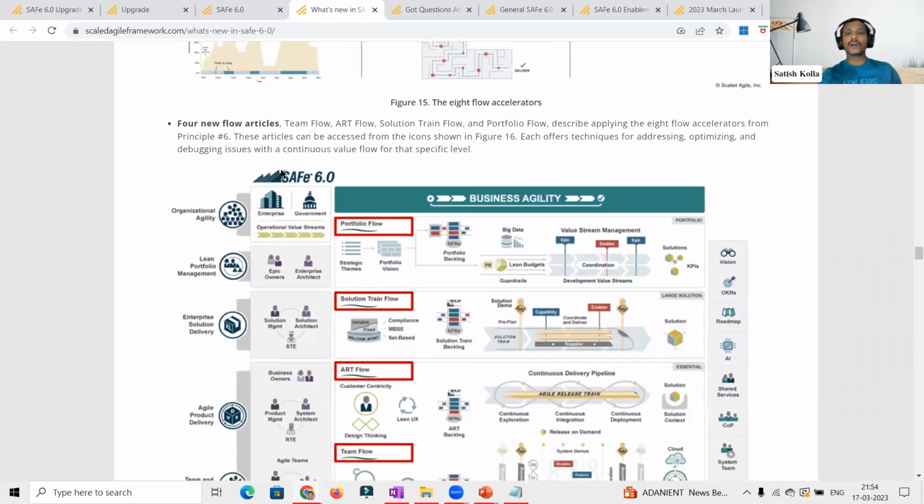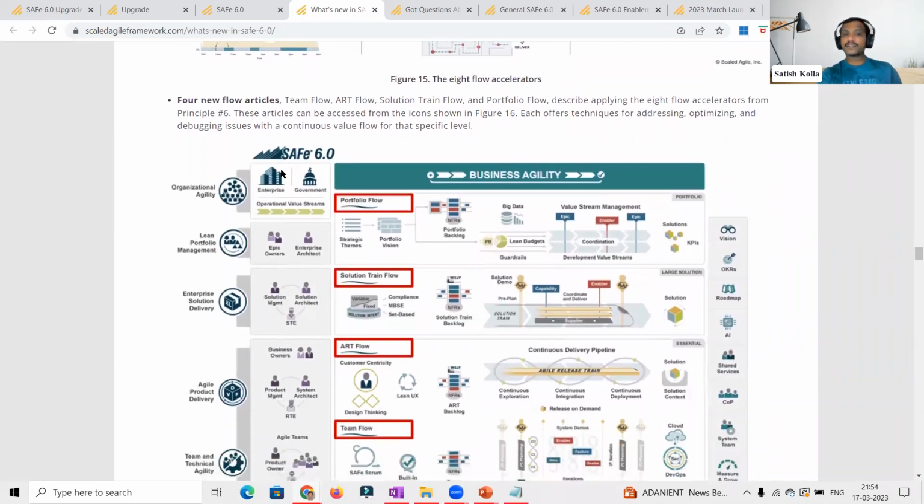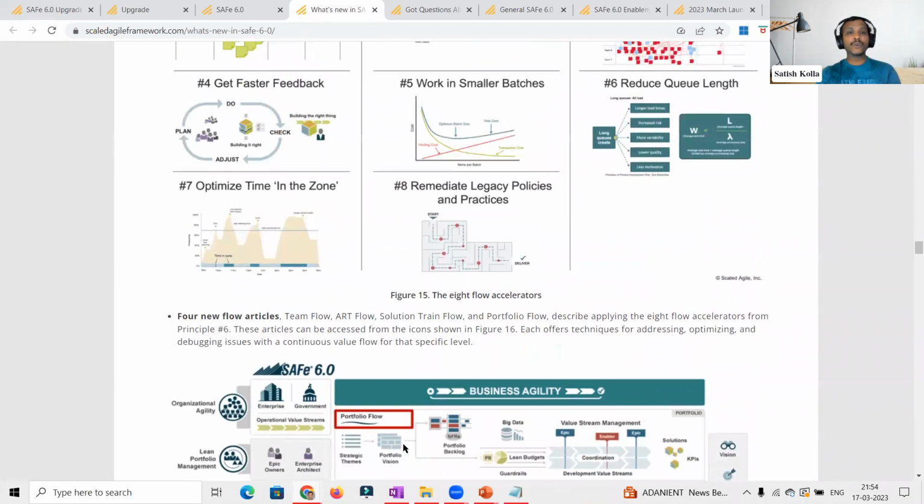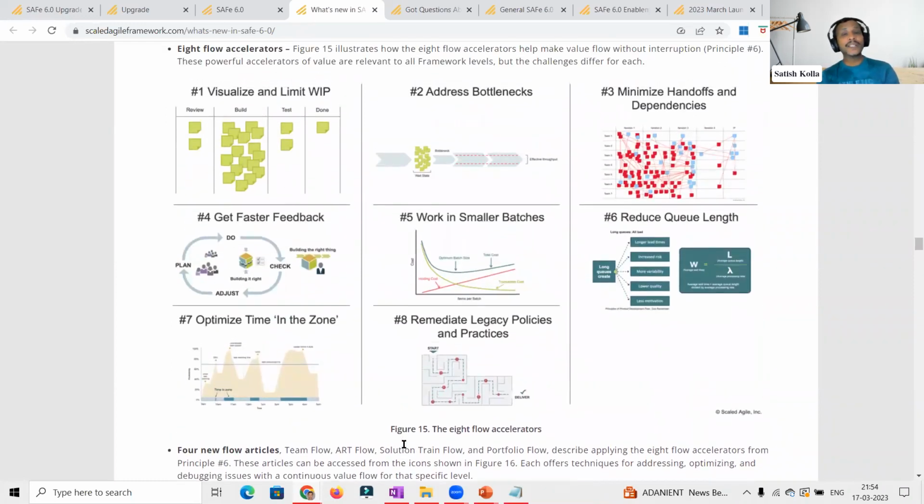So in case you want to focus on your team level, the team flow, click on it. As we know, click on the link and it will open the content in a new tab. The same way, 4 new articles are included. You can take a look at them and get more information regarding this. And at each level or each flow, you will get to know which of these 8 might be impacting your organization or your flow or your implementation.